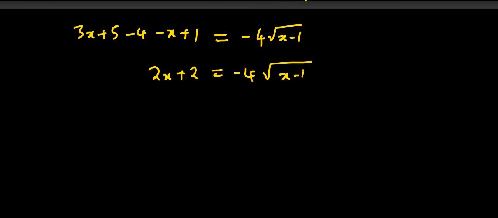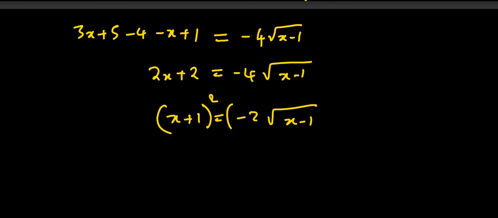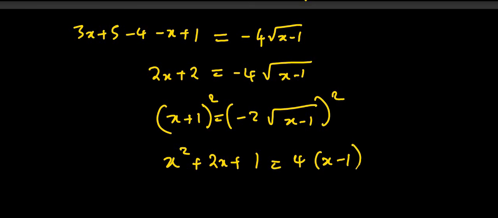Because now we can divide everything by 2. This will just be negative 2 root of x minus 1. I can square both sides so that I cancel this again. Not I can, I should. You always square both sides whenever you're remaining with 1 radical, 1 square root, so that you cancel it as well. This multiplies itself, it will give you 2x plus 1. This is going to be a 4 times x minus 1.